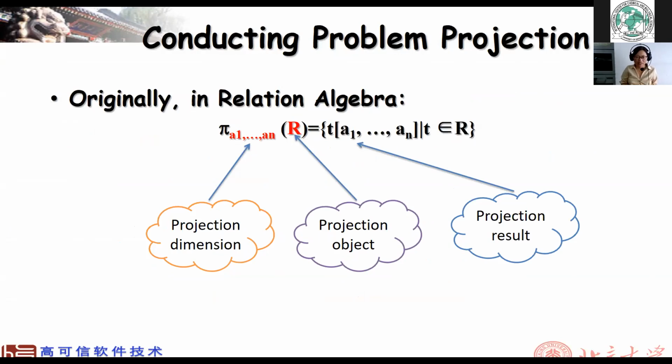So the next question is how to conduct projection. Can we conduct the projection automatically? And we find that in relational algebra, there's a projection. It's like this. And from this, we find three aspects that must be clarified before you define a projection. First is the project dimension. The second is the project object, meaning what you project. The third is the projection result. So if you can define all this, then the projection can be conducted.